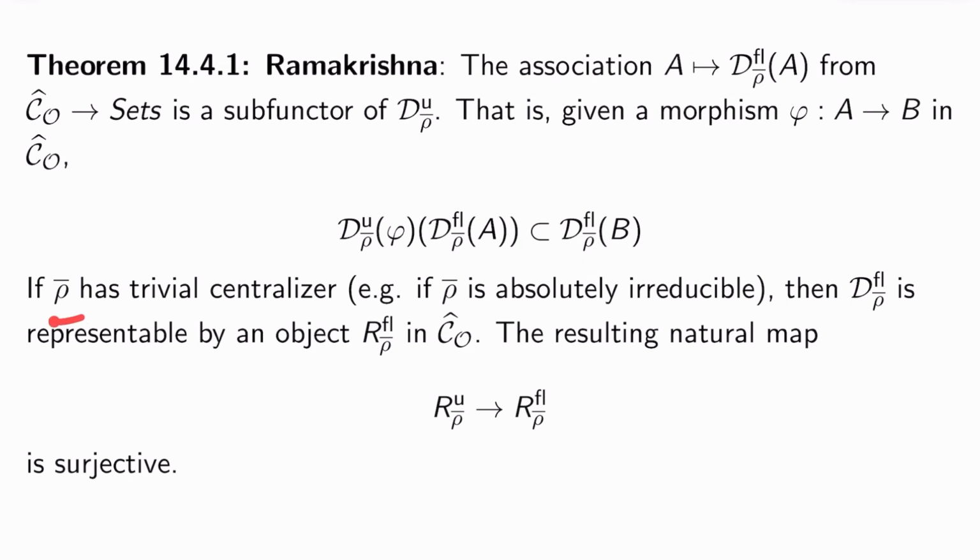Moreover, if rho bar has trivial centralizer, which will happen if rho bar is absolutely irreducible, I think we've actually already talked about this back in the minimal case of R equals T, then D flat rho bar is representable by an object R flat rho bar, and that object is in C hat O. Okay. By universal properties, this will give us a map from R universal rho bar to R flat rho bar, and it turns out that map is surjective. Okay, so this is Ramakrishna's theorem, which we'll begin to look at next video.